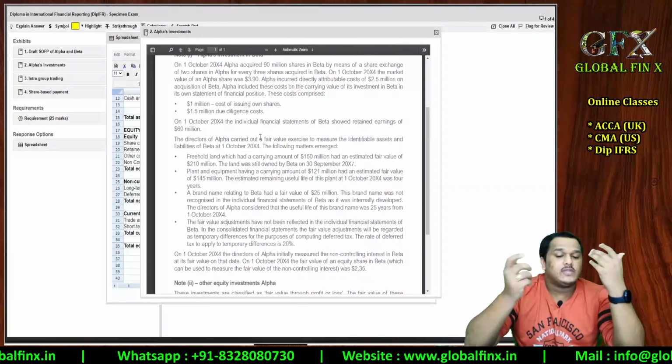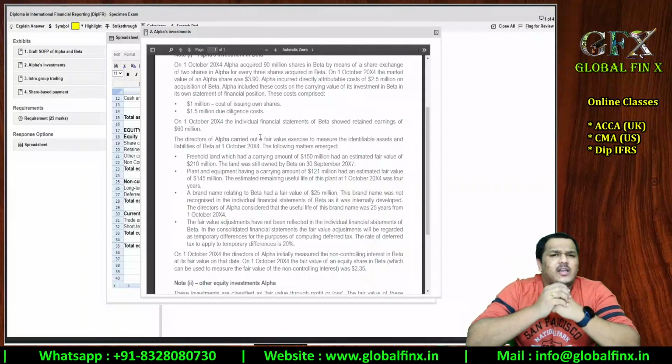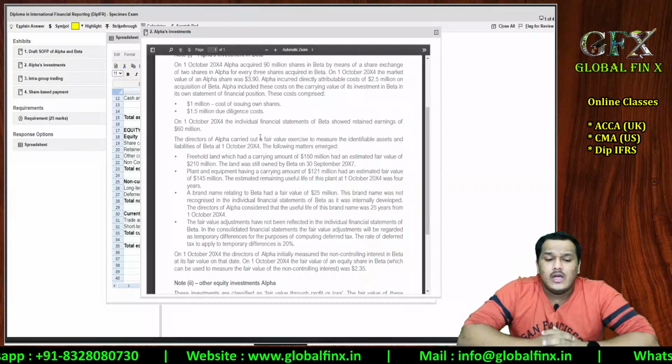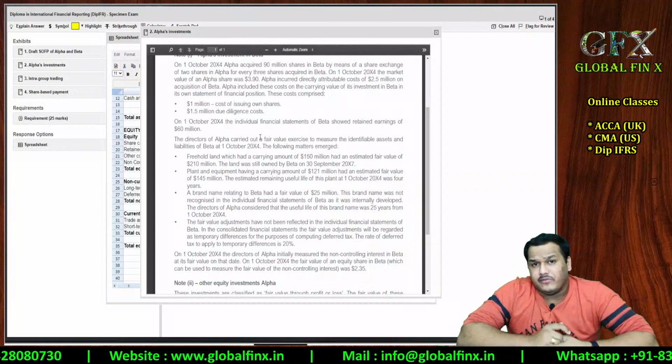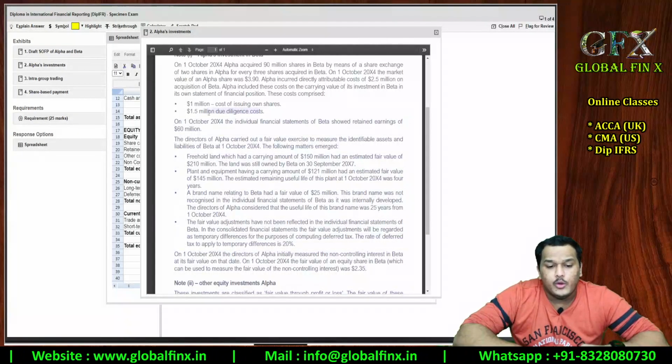In this case, they said that the cost of issuing own shares is 1 million. Nowadays, after dematerialization of shares, when demat accounts are in force, I don't think the cost of issue will be 1 million as such, but okay, cool. The information is given, so we'll take it. And similarly, there is 1.5 million of due diligence cost.